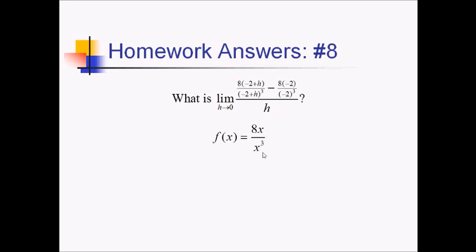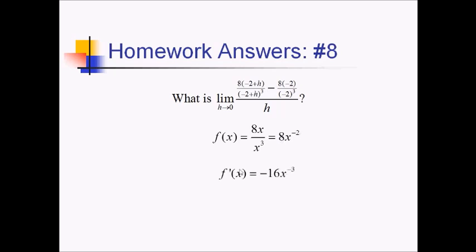Now, if you haven't learned the quotient rule yet, really your only recourse is to simplify this thing and use the power rule. So x over x to the third, I can simplify that to x to the negative 2. We still have the 8 there. So using my power rule now to find f prime, I've got negative 16 x to the negative third.